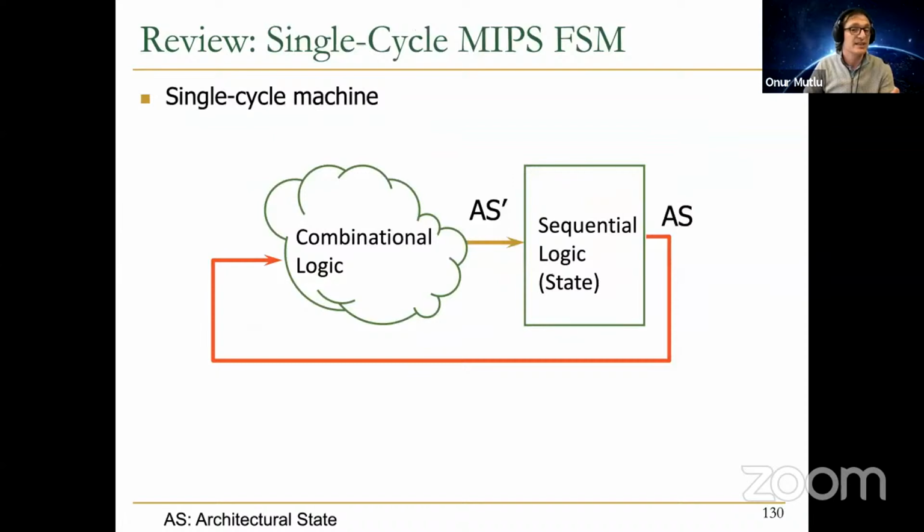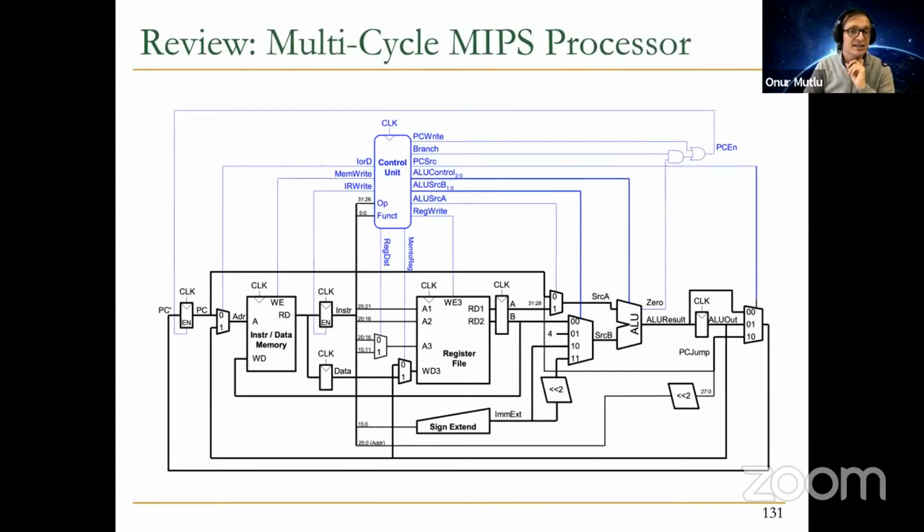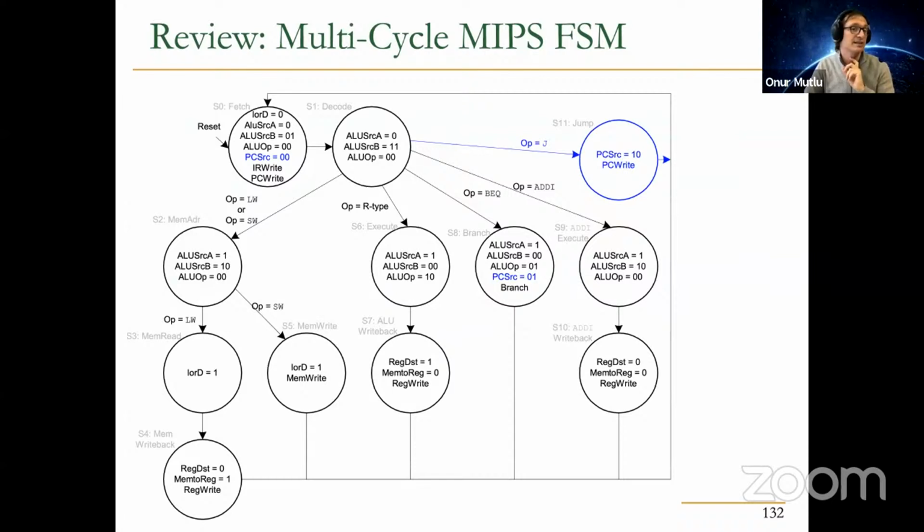But what's really different is the finite state machine. If you look at the single cycle finite state machine, it's single cycles. This finite state machine is completely different, right? You actually go through many different states over here, not just one cycle. And different states are determined by different instructions.